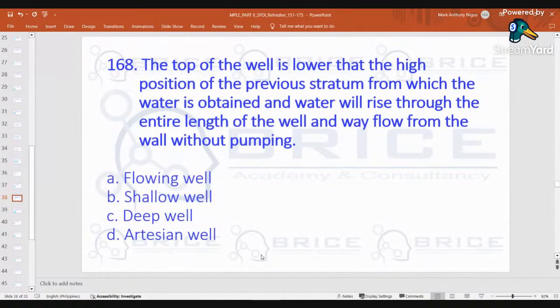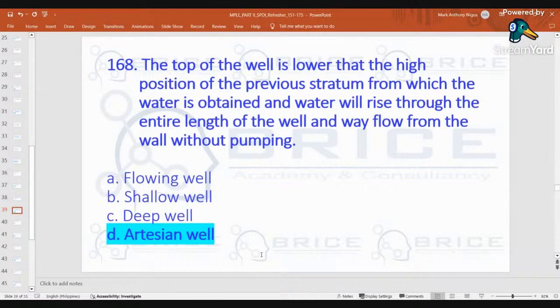168. The top of the well is lower than the high position of the pervious stratum from which the water is obtained, and water will rise through the entire length of the well and flow from the well without pumping. This was asked earlier, related to the previous question. A, flowing well. B, shallow well. C, deep well. D, artesian well. The answer is D, artesian well.